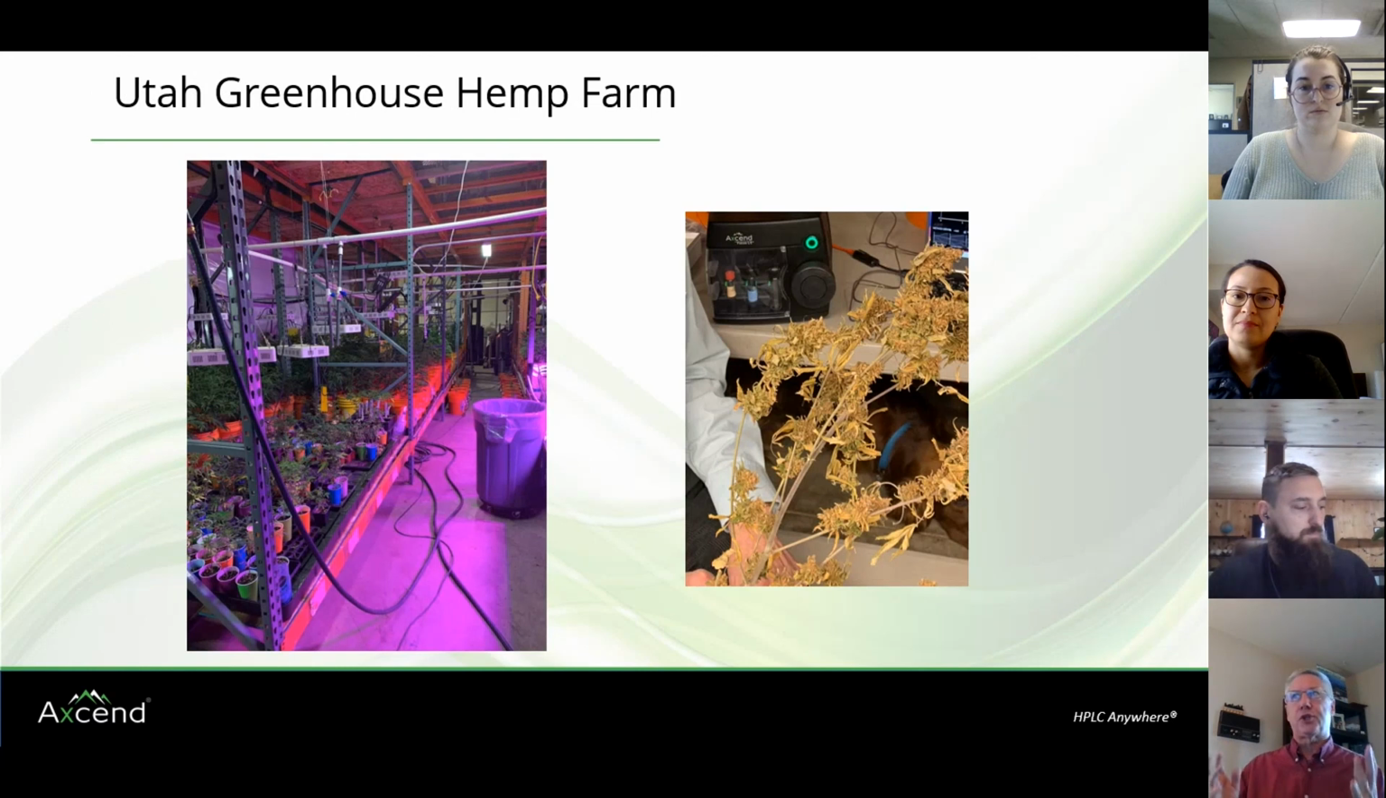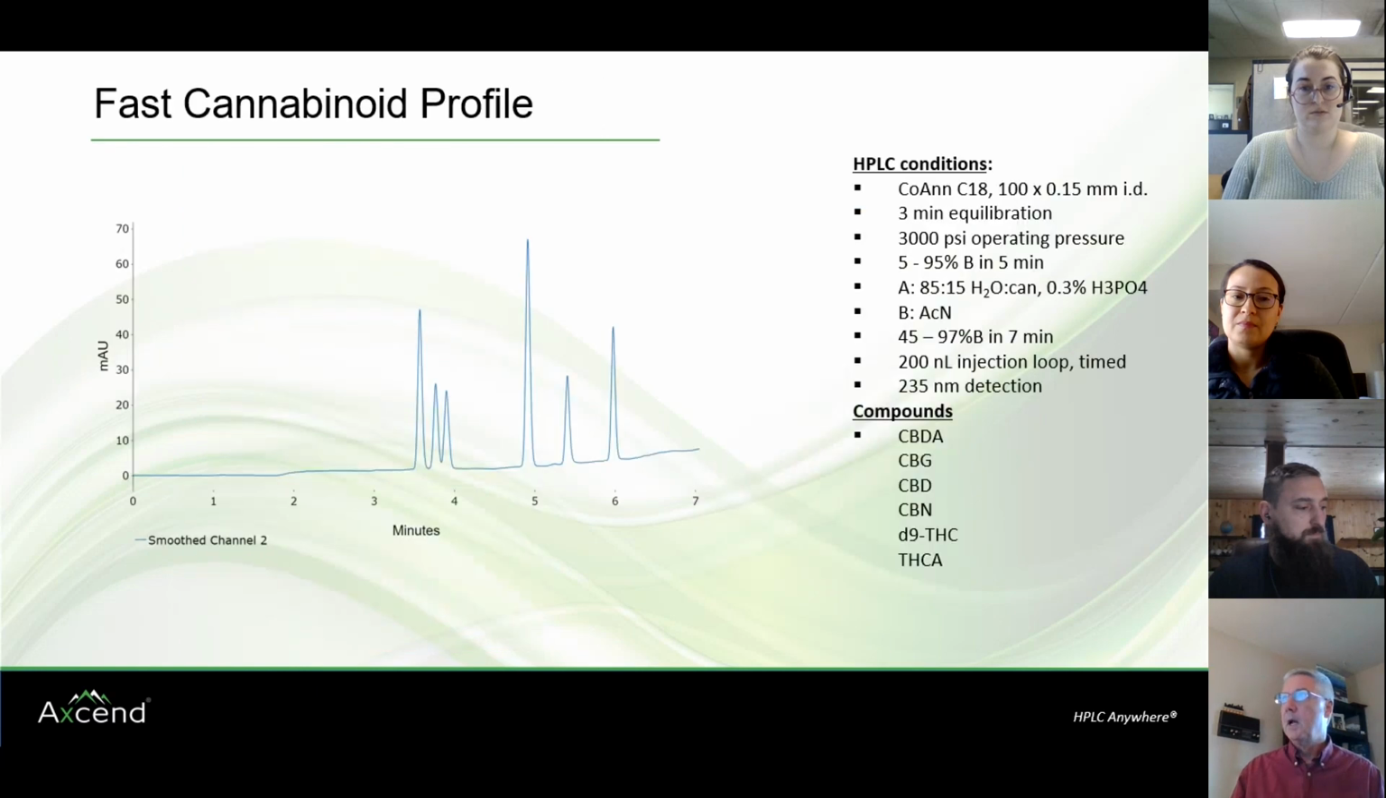One of the things we did to show the usability of this was we actually went to a greenhouse, a hemp farm in Utah. Our company is headquartered in Provo, Utah, near the BYU campus. And you can see that what we did is we just did a fast cannabinoid profile. In hemp, one of the critical factors is how much THC is there, because if it's over 0.3%, if you're in the hemp business, you know you can't sell your crop, you have to destroy it.